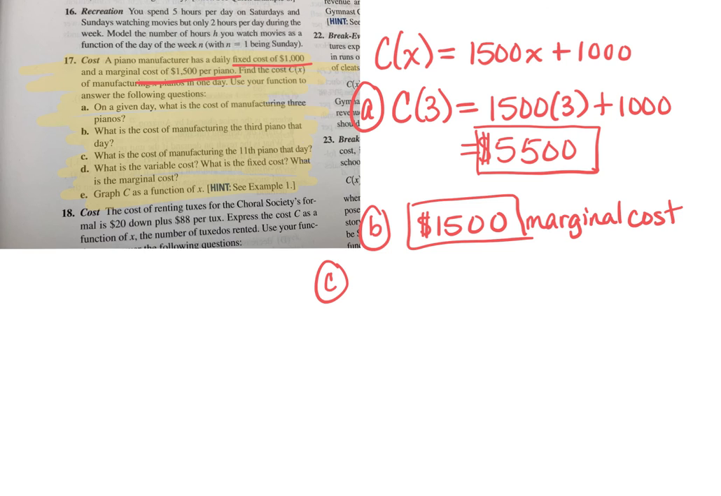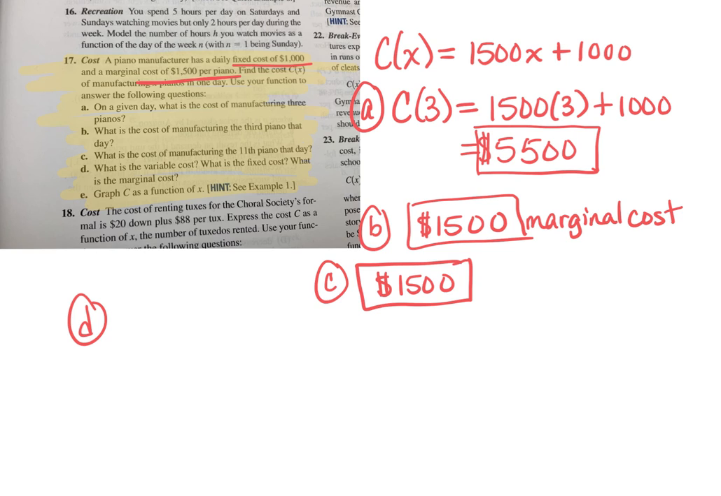C. What is the cost of manufacturing the 11th piano that day? Third row. Yes? It's still $1,500. Good. It's still $1,500. Good.